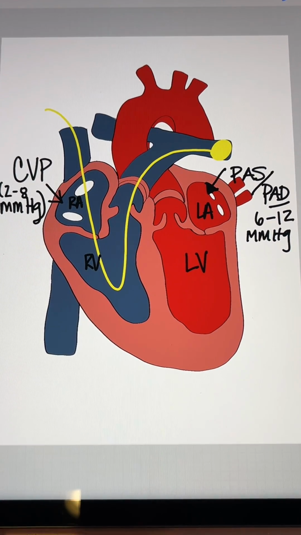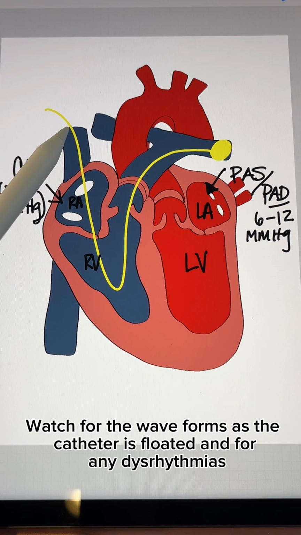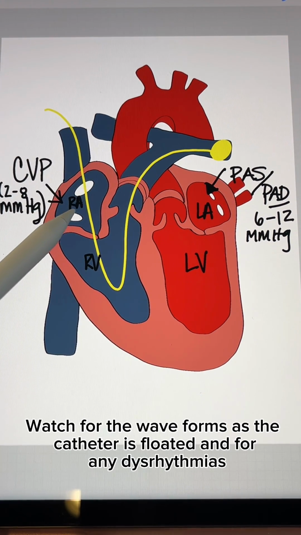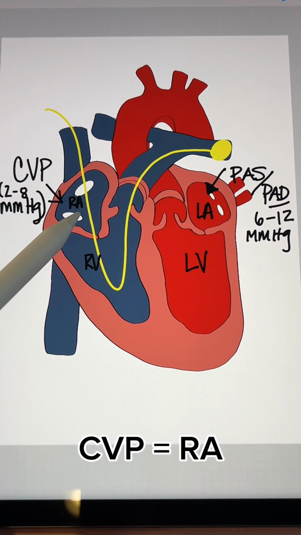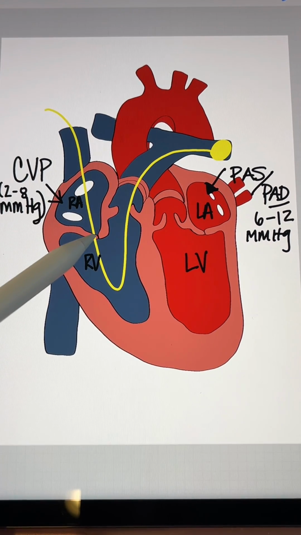I'm going to show you in this diagram how the PA catheter, also known as the Swan-Ganz catheter, can float down into your heart and wedge into the pulmonary artery. The provider will float a PA catheter down into the right atrium first, and that's also known as your CVP. That has a specific pressure, so you can measure your central venous pressure.